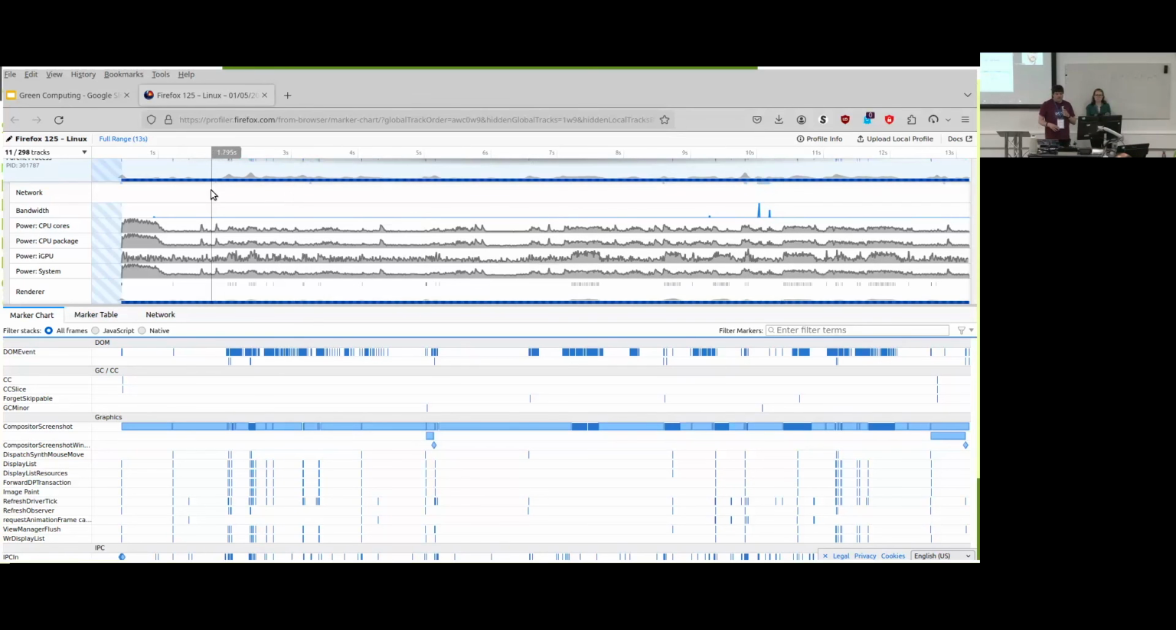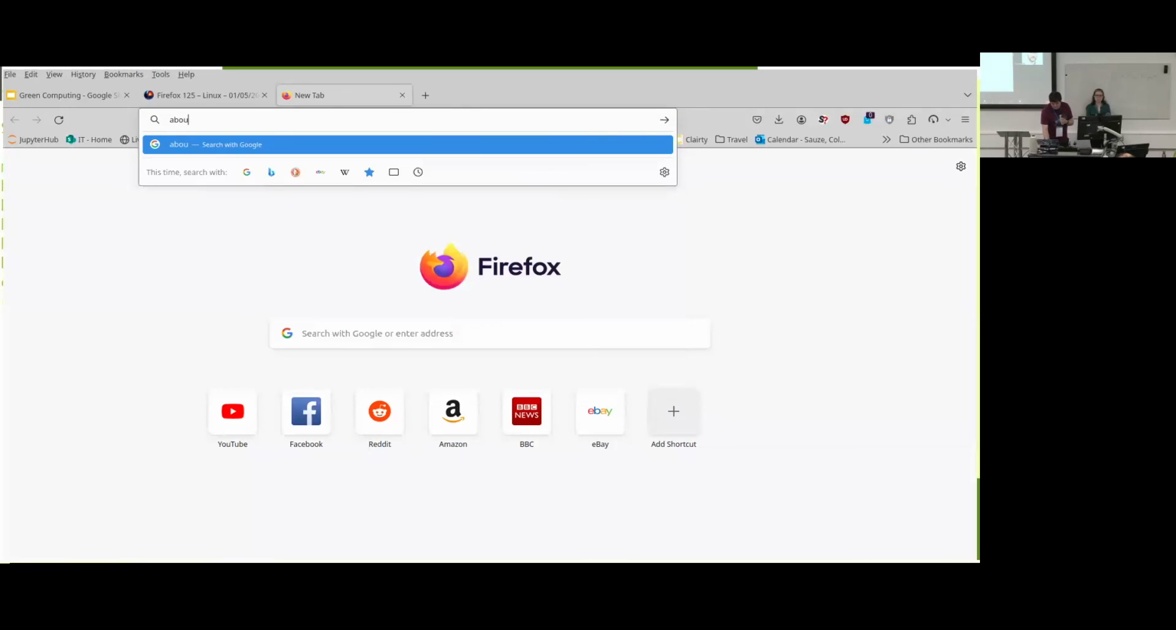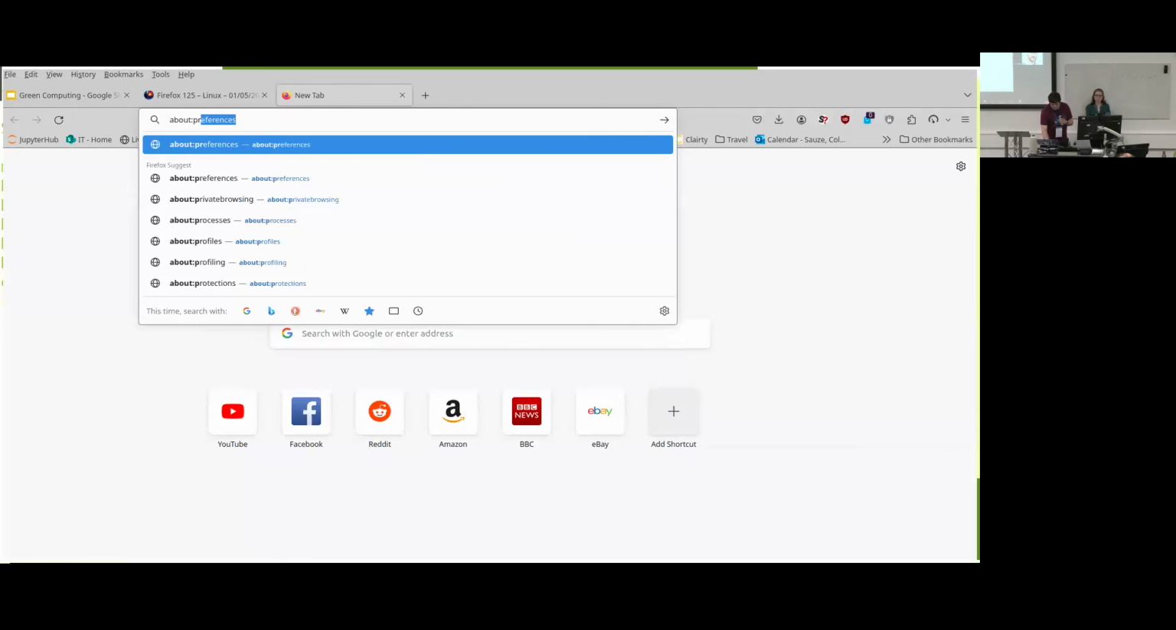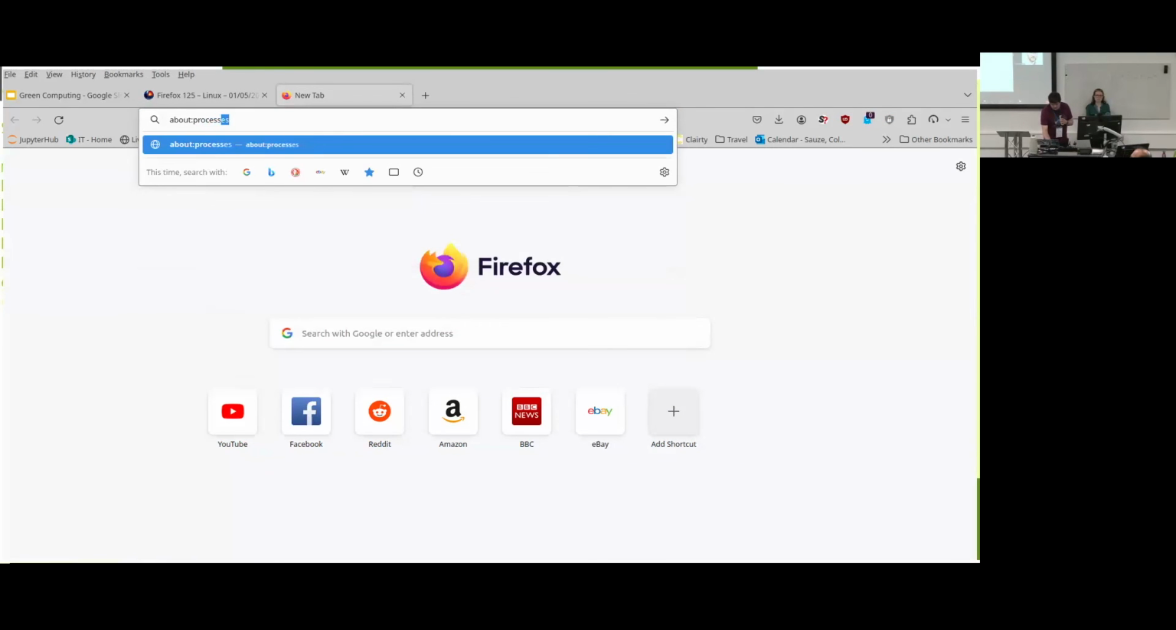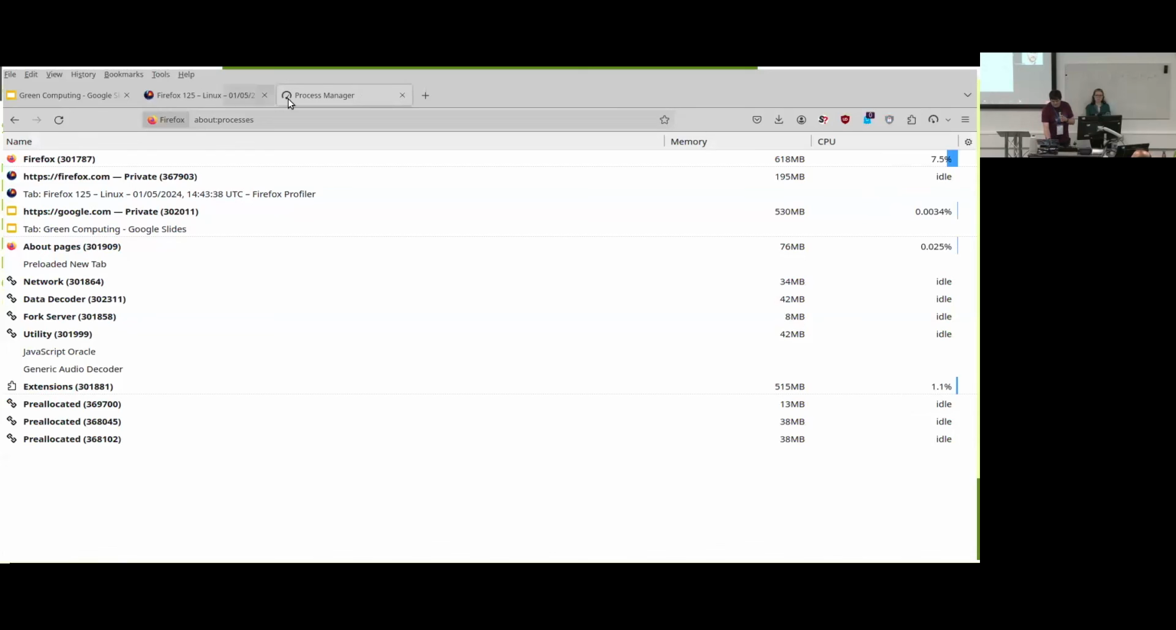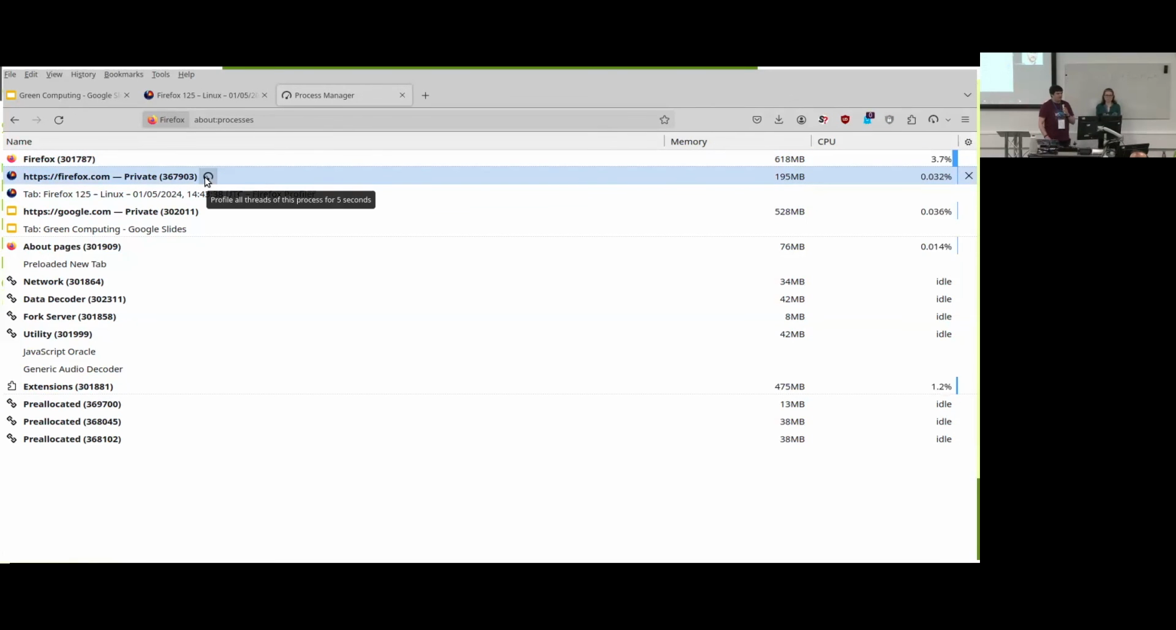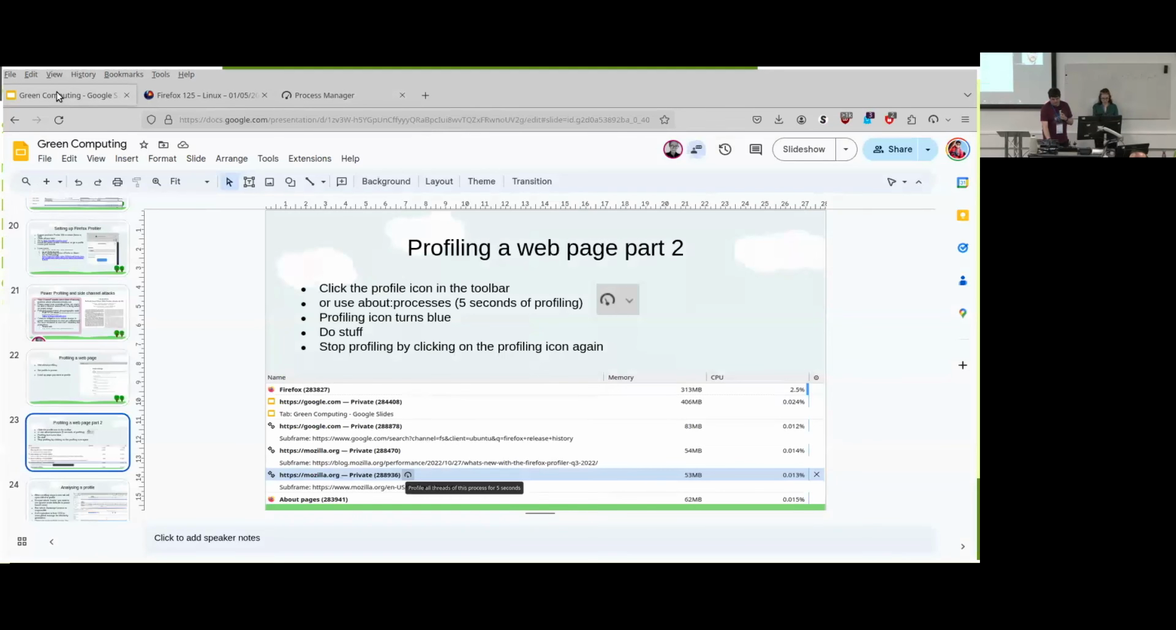So I can do this for any web page, any web app. Another way I can open it is if I go to about:processes. For every process, if I mouse over the process, this little icon appears here. And if I click that, it will profile that process for 5 seconds. So I'll get a 5-second profile out for that. If I want to do it longer, then I have to do it the other way that I just showed by pressing the thing in the toolbar.